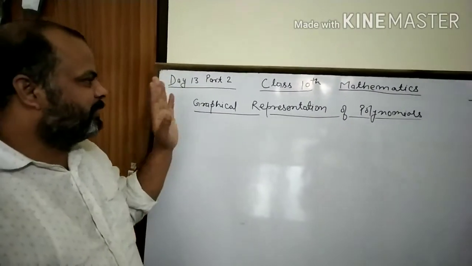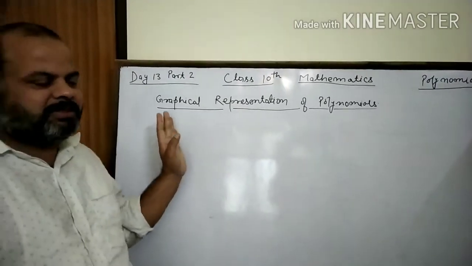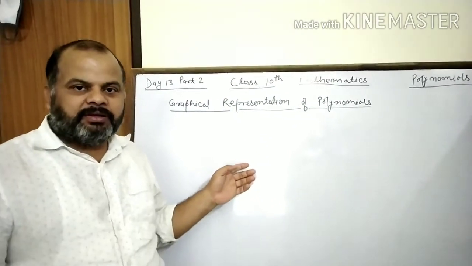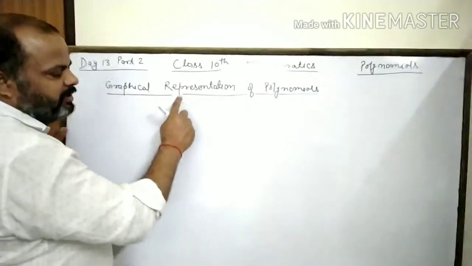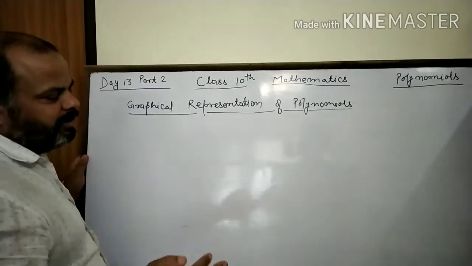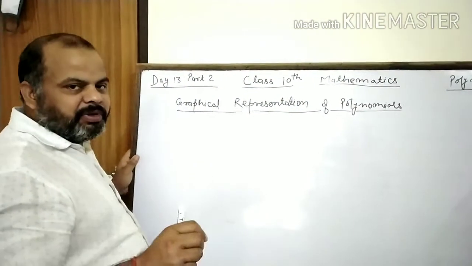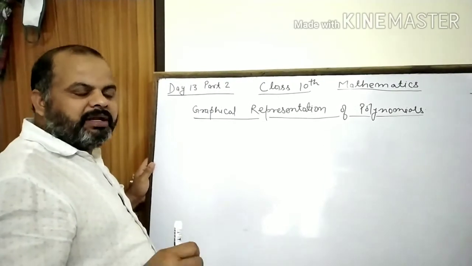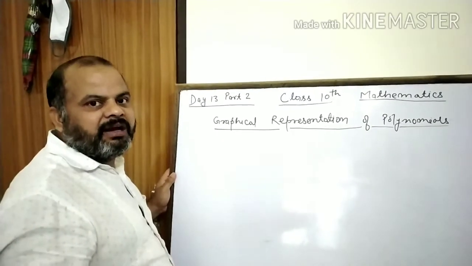Today is day 13, part 2: polynomials. Today we discuss the graphical representation of the polynomial. It means if you have a linear polynomial, quadratic polynomial, cubic polynomial and biquadratic polynomial, then how can you represent it on a graph.